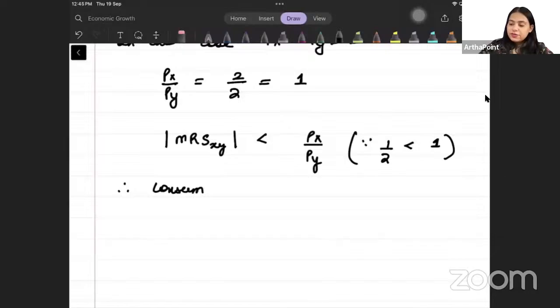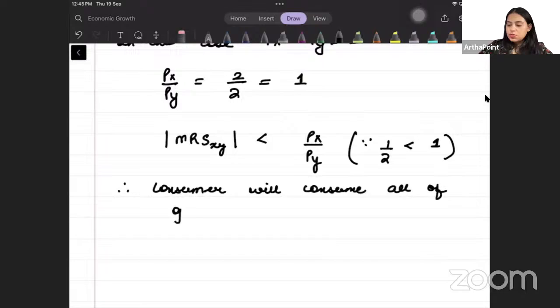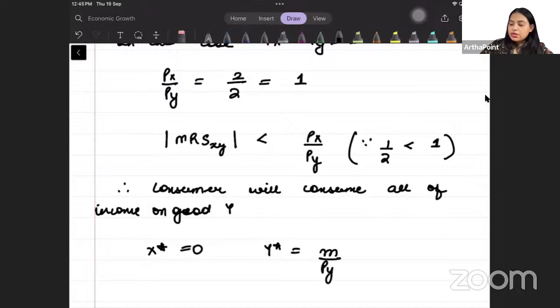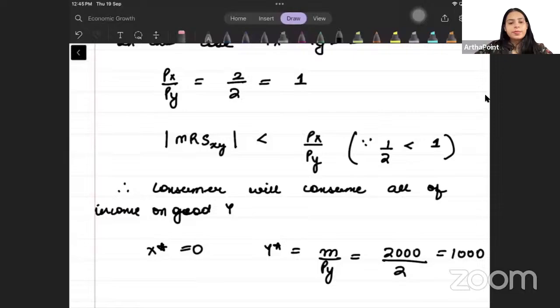Right? So therefore, the consumer will consume all of the income on good Y. So X star will be 0 and Y star will be M by Py. The income of the consumer is given as 2000 by 2. That means 1000 units. Okay.